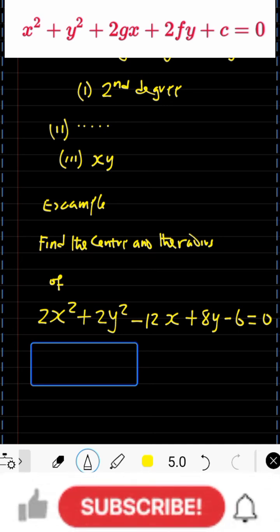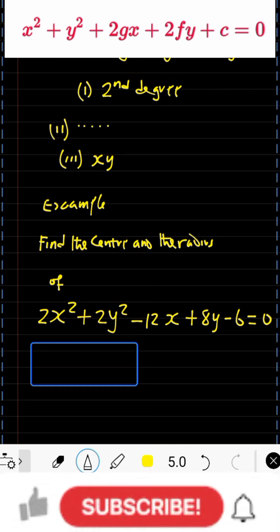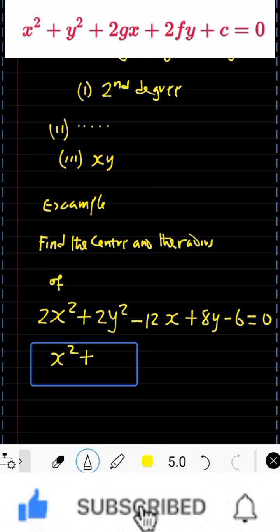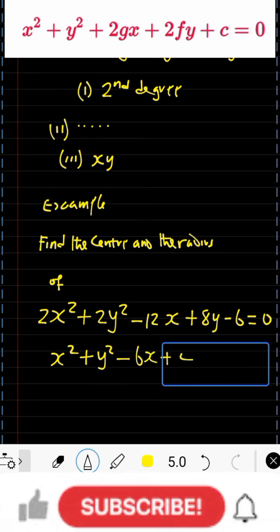Before we compare it with the general form of equation of a circle, we have to make sure that the coefficient of x squared and y squared is 1. How do we do that? We divide through by what? The coefficient of x squared and y squared, which is 2. So we are going to have 2x squared divided by 2, we have x squared plus y squared minus 6x plus 4y minus 3 is equal to 0.